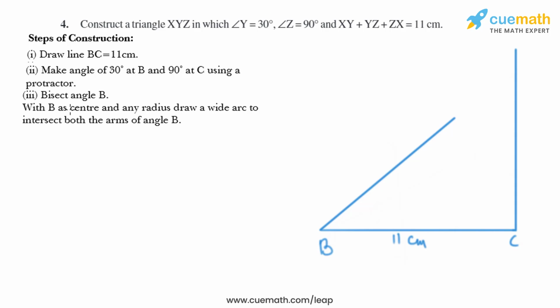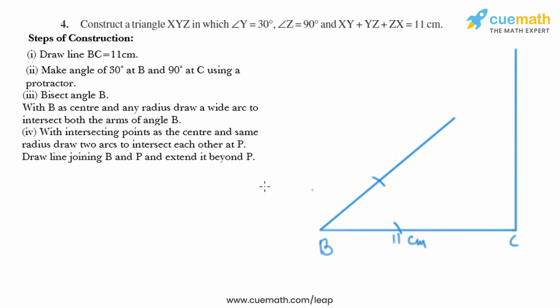Now in the next step, we need to bisect angle B. With B as center and any radius, draw a wide arc to intersect both the arms of angle B. So I'll put the compass at B and we'll take any radius and we'll draw two arcs that intersect both of these arms like this.